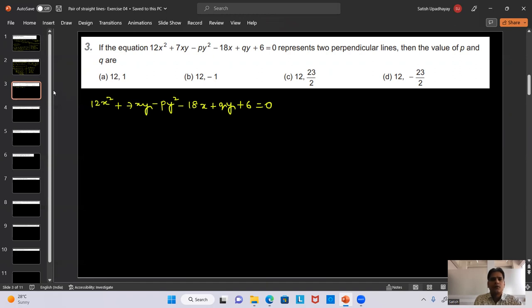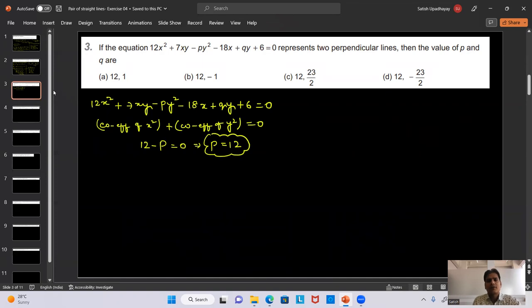First of all, if this equation is representing two perpendicular lines, then the coefficient of x² plus the coefficient of y² must be equal to 0. The coefficient of x² is 12 and the coefficient of y² is −p. So 12 − p must be equal to 0, and straight away we get p as 12. In all the options, the value of p is given as 12 only. Now our target is to find the value of q.